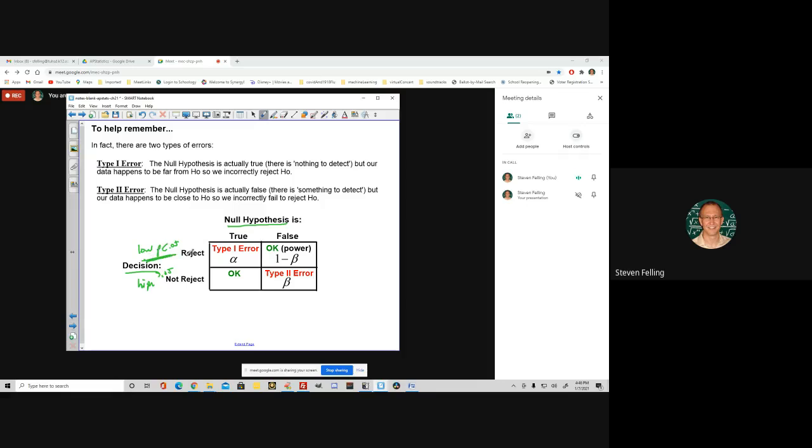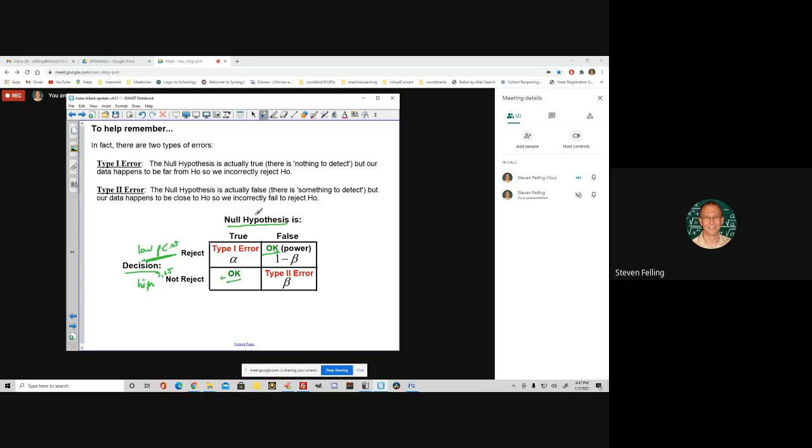Which means we rejected the null hypothesis. That would be the right thing to do if the null hypothesis is false. If the null hypothesis is really false, the right thing to do is reject it. That's totally okay. Similarly, if we had a p-value that was above 0.05 and we failed to reject, if the null hypothesis is true, then that's the right thing to do. So that's okay. So these two quadrants are fine, right?